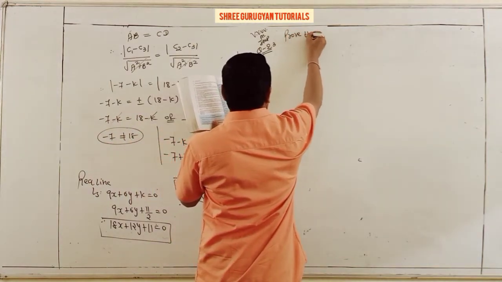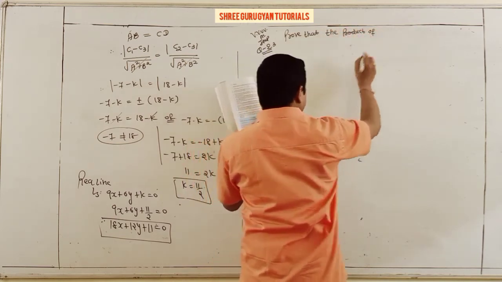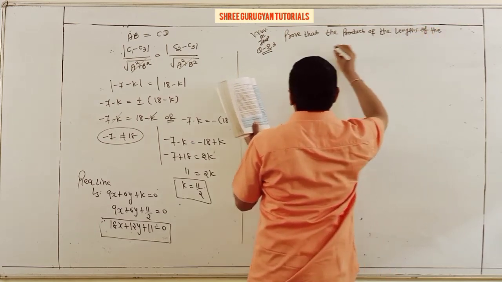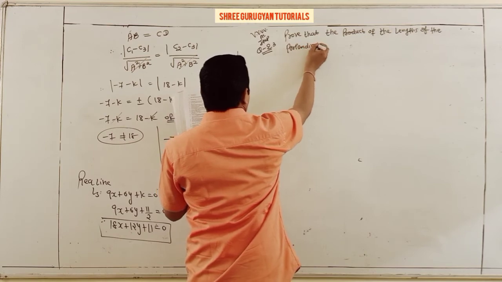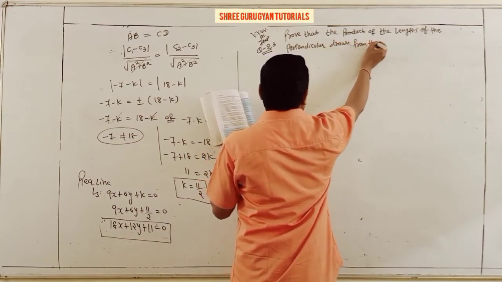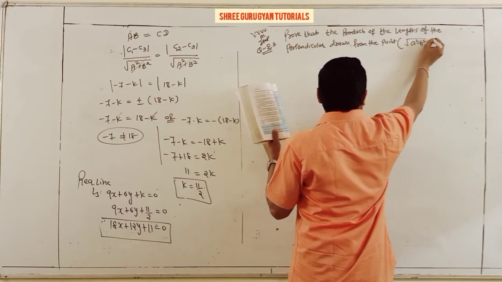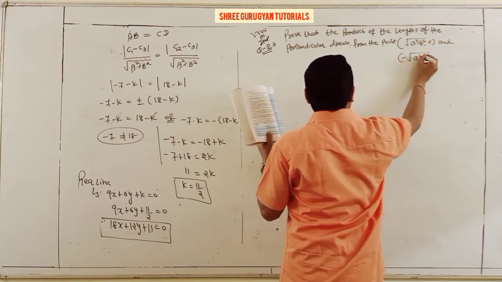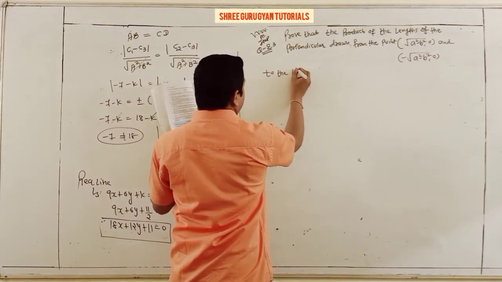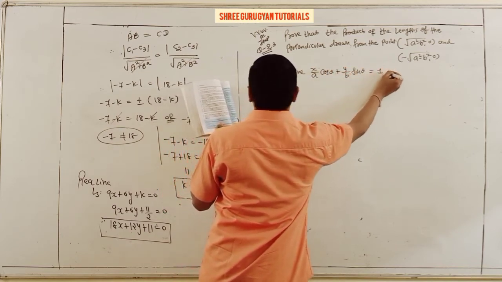Prove that the product of the lengths of the perpendicular distances drawn from the points, not origin, sorry, (under root a square minus b square, 0) and (minus under root a square minus b square, 0) to the line x upon a cos theta plus y upon b sin theta is equal to 1 is b square.